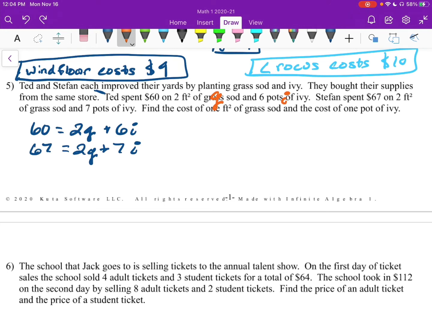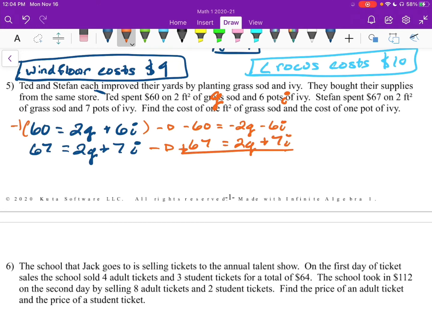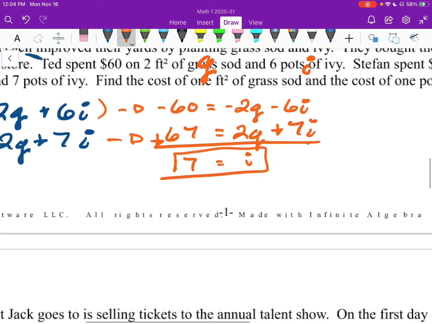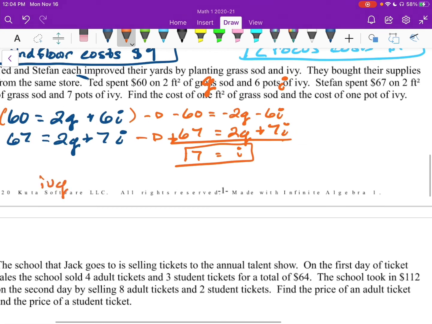I'm going to multiply through this top one by -1, and then I'm going to eliminate. So if I multiply through -1, I get -60 equals -2G minus 6I. The bottom one is going to be 67 equals 2G plus 7I, right? Nothing changed on the bottom one. I add them up and I get 7 equals 0G and 1I. So 7 equals I. So the ivy costs $7.